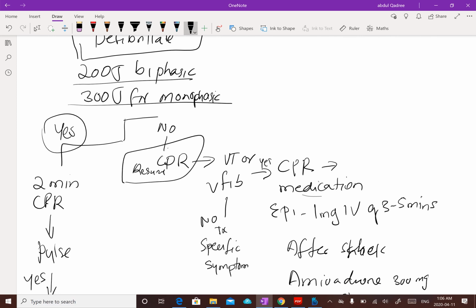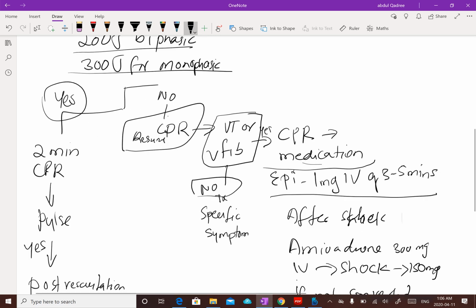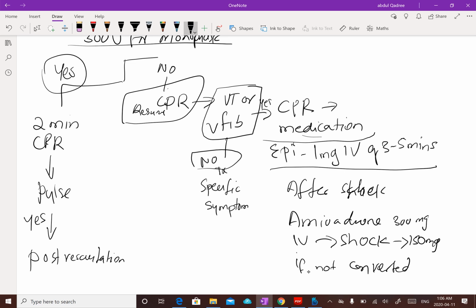Then you check what the rhythm is at that time. Is the rhythm VTAC or VFib? If it's no, you treat the specific symptoms. If it's yes, you continue CPR and start medication: epinephrine, 1 milligram IV every 3 to 5 minutes. After 3 shocks, you start amiodarone, 300 milligrams IV, you give a shock, and then 150 milligrams if still not converted.